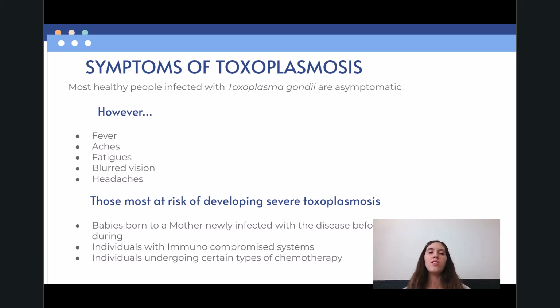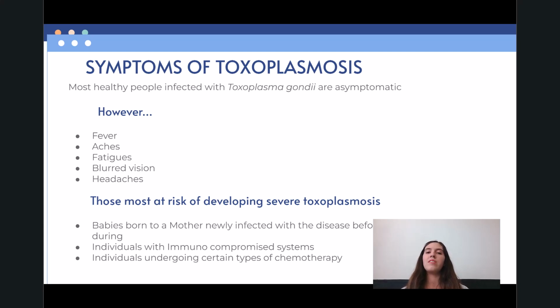vision. Those most at risk of developing severe toxoplasmosis would be babies born to a mother who was just infected before the pregnancy or during. Before the pregnancy would be usually 1 to 2 weeks before. If it's anything before that, doctors aren't worried about the transmission. Also, individuals with immunocompromised systems, such as especially those with HIV and AIDS, and also individuals undergoing certain types of chemotherapy are at risk of developing severe toxoplasmosis.